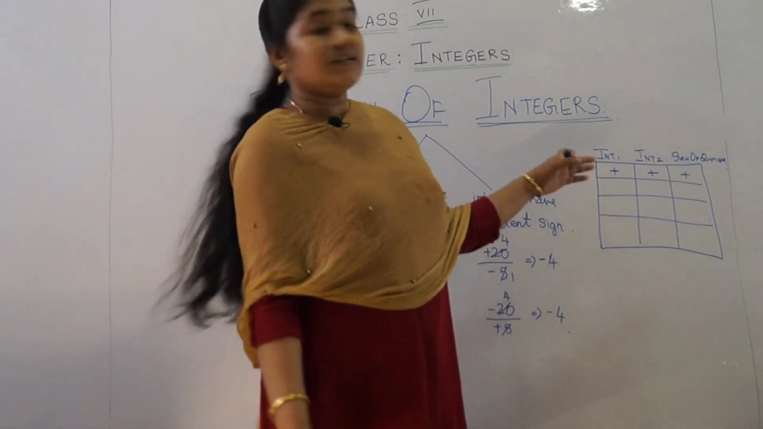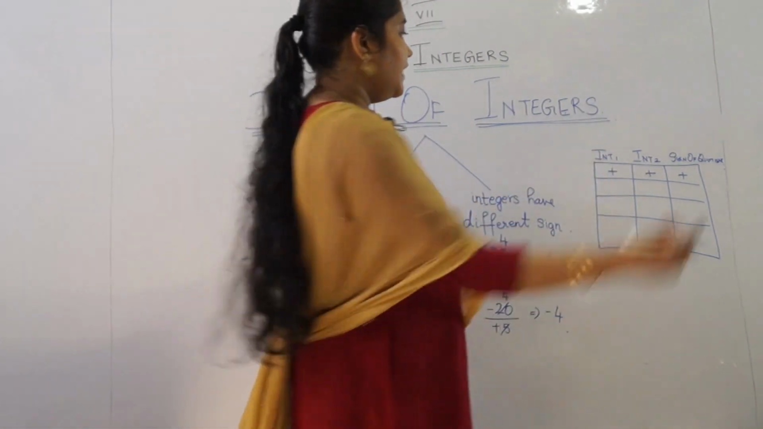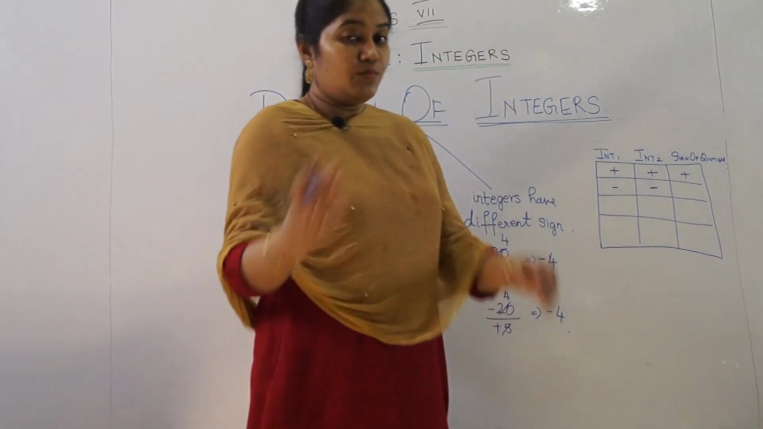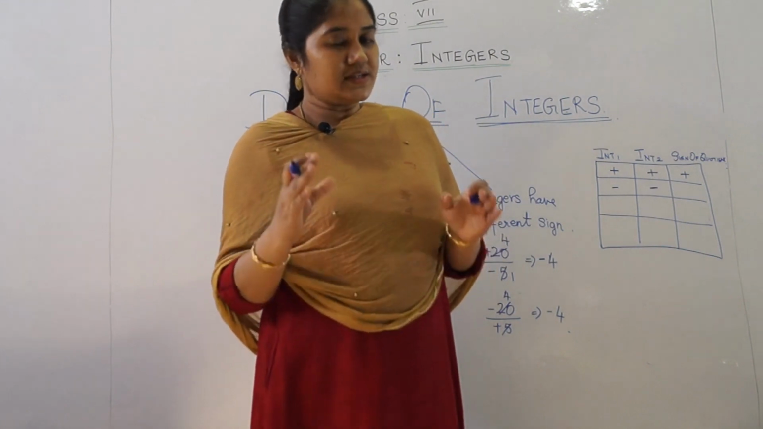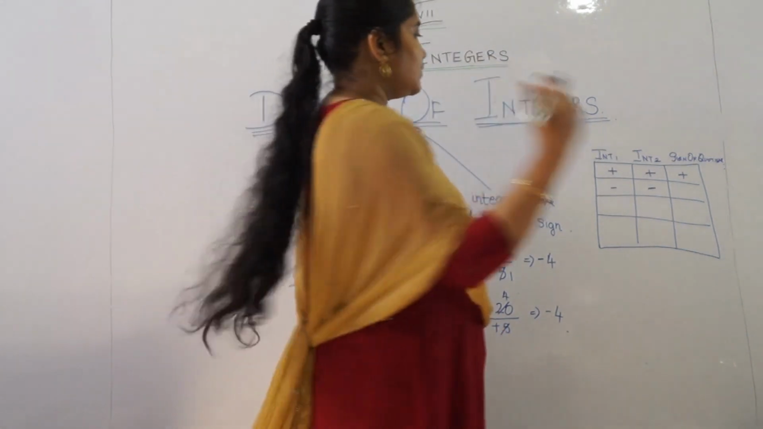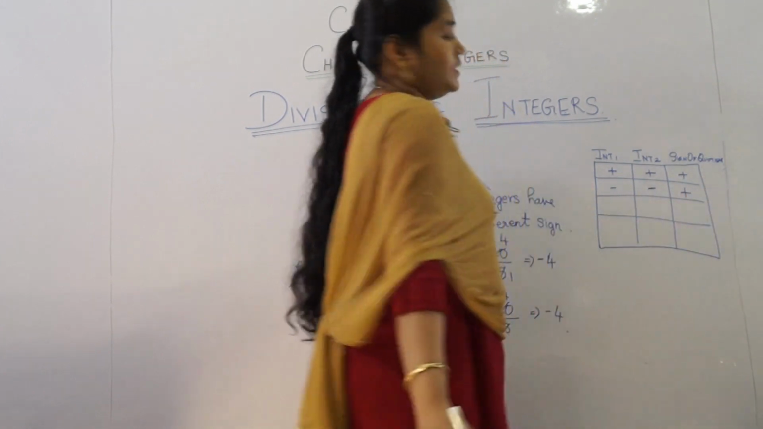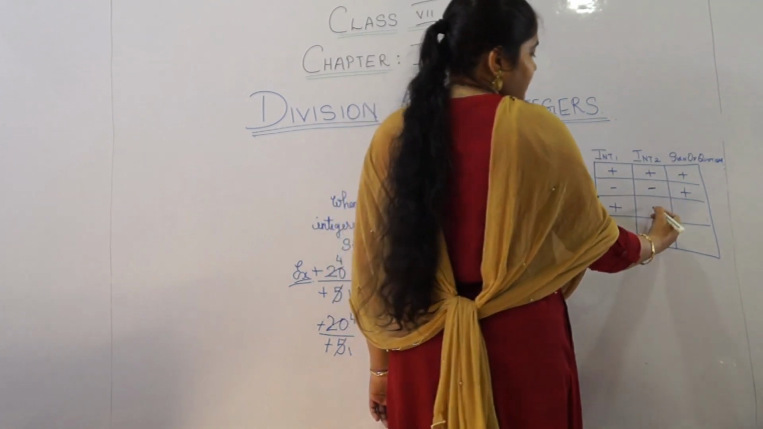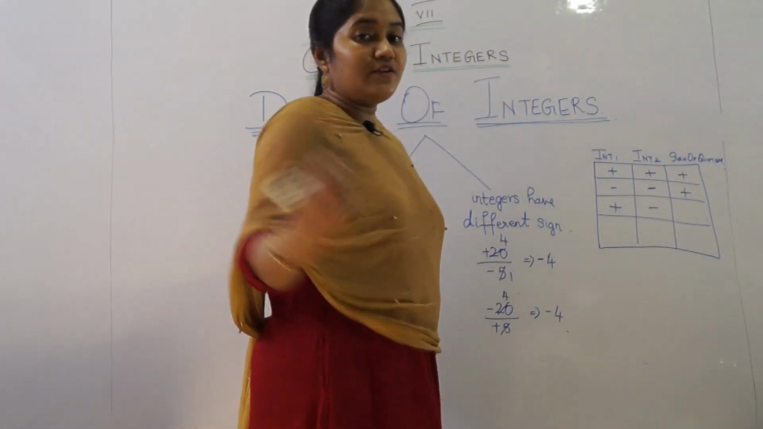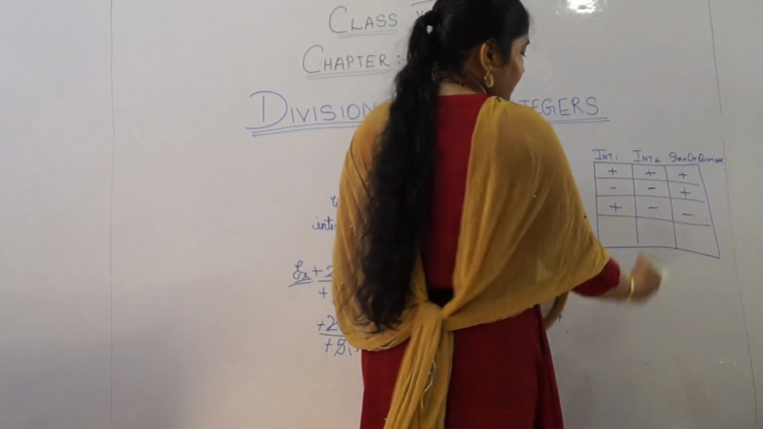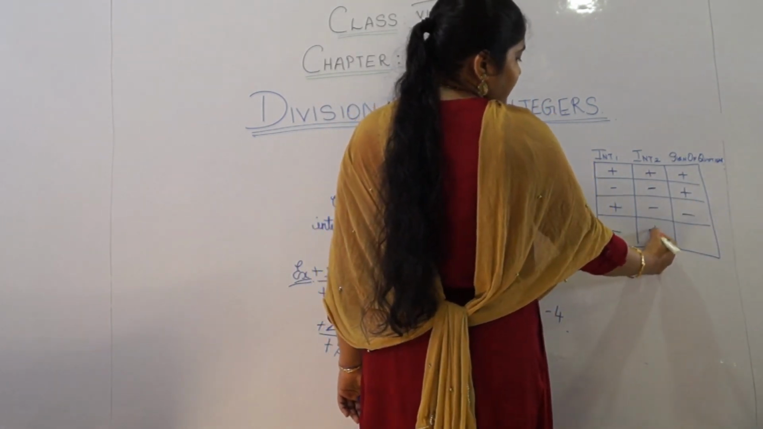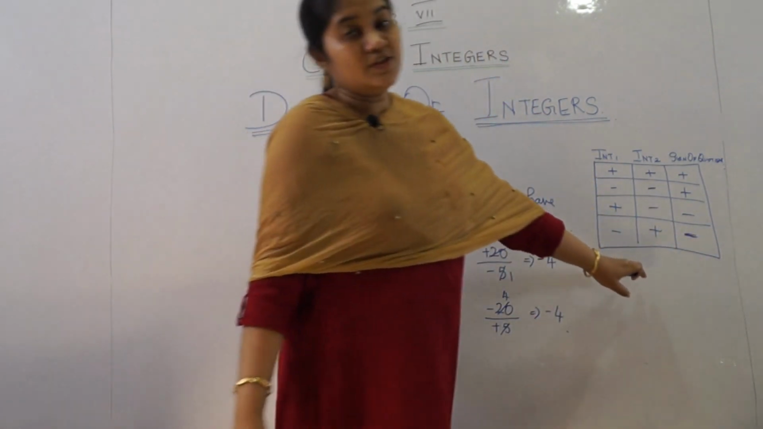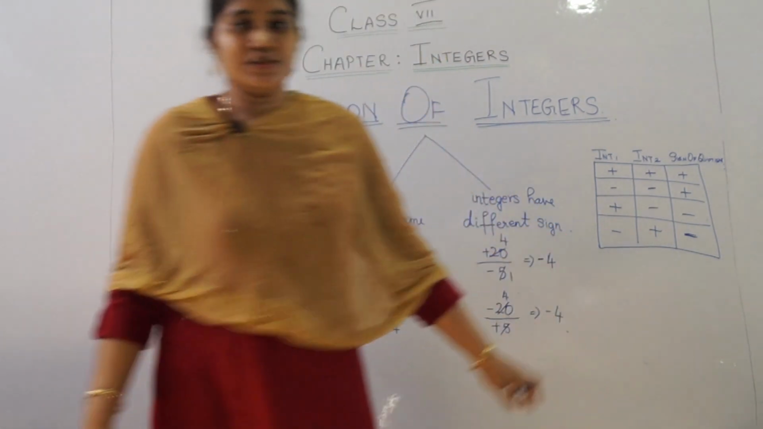So if both the integers have the same sign, then the quotient is going to be positive. If my integer 1 is negative and integer 2 is also negative, again both my integers have the same sign, that is a negative sign, and again my quotient is going to be positive. Now when integers have different signs, the first integer has a plus sign and the second integer has a minus sign, the sign of the quotient becomes negative. If my first integer is negative and the second one is positive, again my quotient is going to have a negative sign. So this is the tabulation that is used in the division of integers.